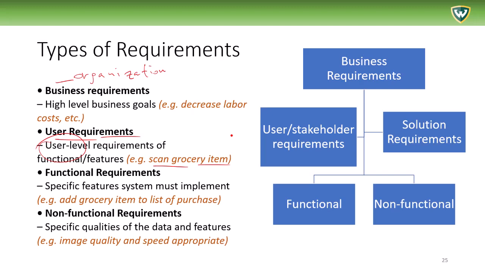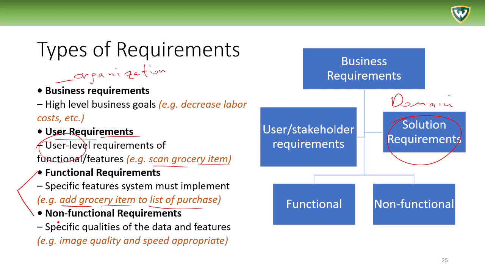And now the requirements get more specific as functional or non-functional requirements. Sometimes these are called solution requirements. Sometimes they're also called domain requirements, the main requirements of the system. So these are listed as specific features the system must implement. And then you have to understand how information systems work, because you have to put it in a more functional language. So maybe it would be something like add grocery item to a list of items in a particular purchase, if we're talking about grocery scanning software or a grocery scanning information system.